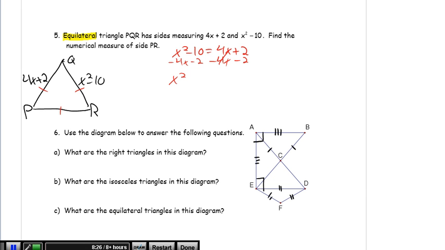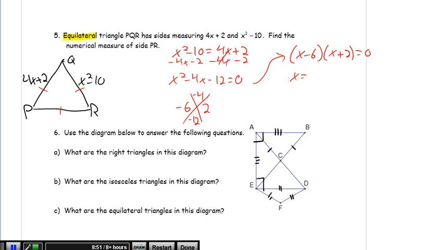So you have x squared minus 4x minus 12 equals 0. So your box problem, 2 numbers that add up to negative 4, multiplied to give you negative 12. Those numbers would be negative 6, positive 2. So let's put this in our zero product property form. So we have x equals 6 is going to be one answer, x equals negative 2 is our other answer.